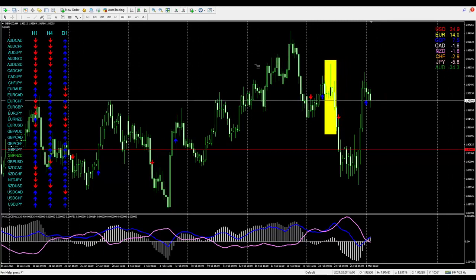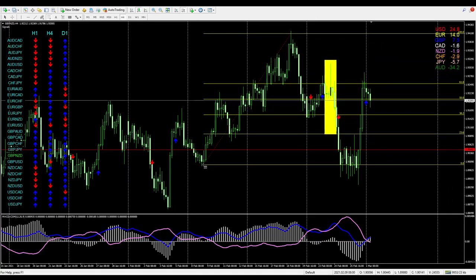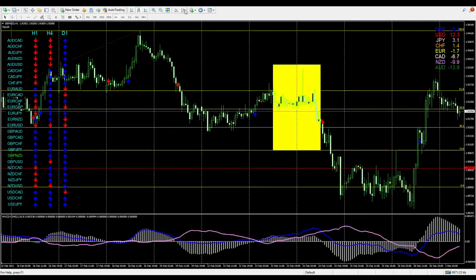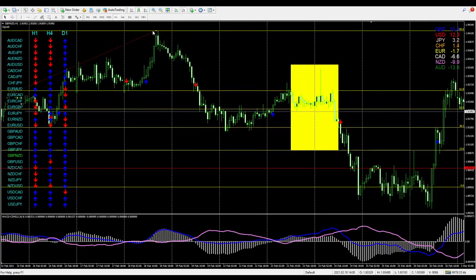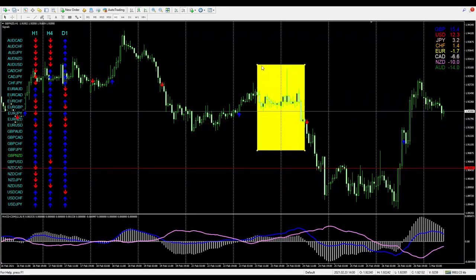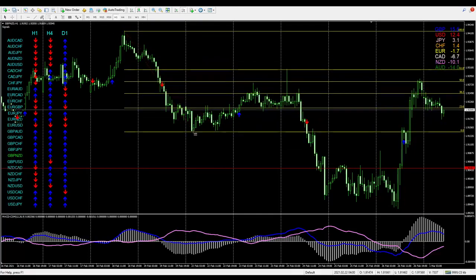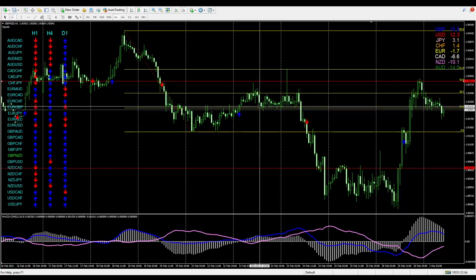One moment, I have to check something. Let's check it like this. Yes, it was still below around. This is the 50 Fibonacci on H4. But for H1, to make it more simple, this is the 50 Fibonacci for H1. As you can see, it is below the 50 Fibonacci for H1 here. This is here, and this is the buy signal for H1.